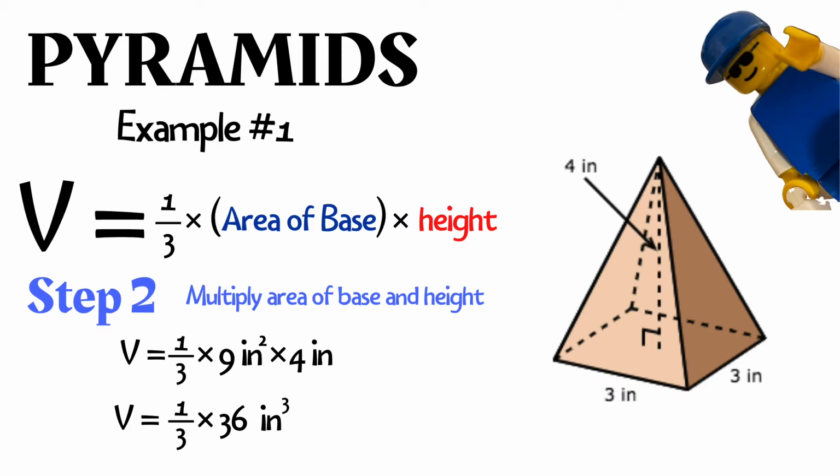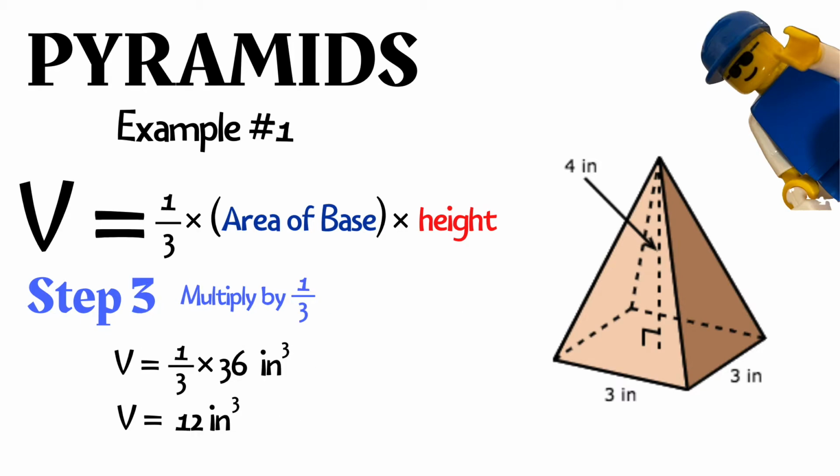Step 2 is I multiply the area of the base and height. So I found that the area of the base was 9 inches squared. So I'm going to multiply that by my height, which is 4 inches. And that's going to give me 36 inches cubed. And then I'm going to multiply that by 1/3. So 1/3 times 36 inches cubed gives me 12 inches cubed. So the volume of this pyramid is 12 inches cubed.